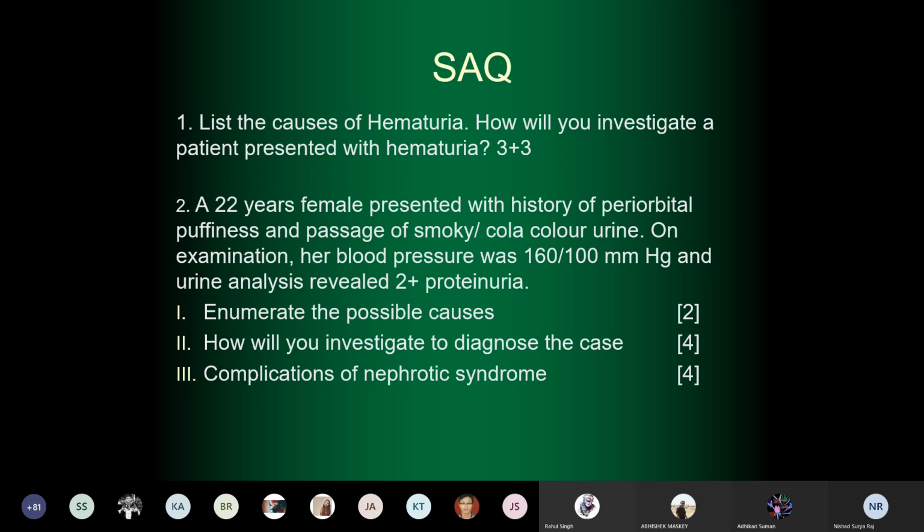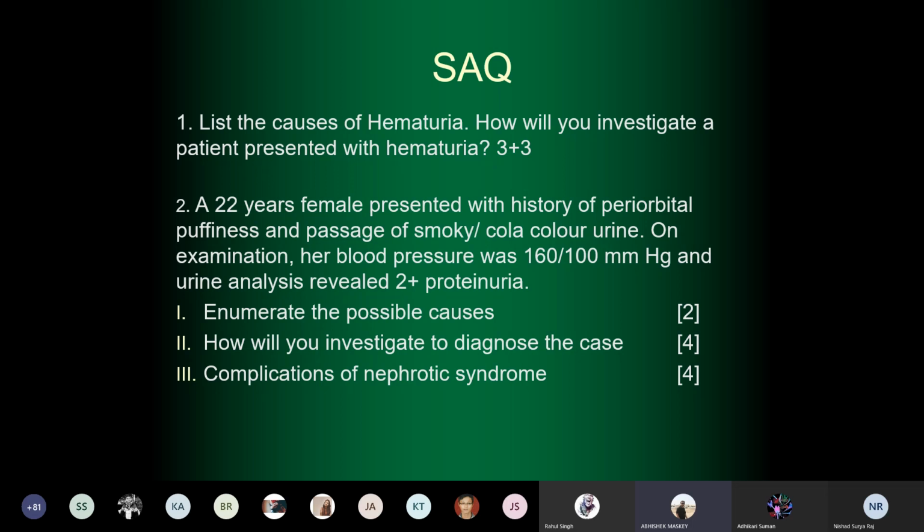Number two, a 22-year female presented with a history of periorbital puffiness, passage of cola urine. On examination, her blood pressure was high and urinary analysis revealed 2 plus protein. So what are we dealing with? Nephrotic or nephritic? Nephritic. Very good. So nephritic syndrome, right?